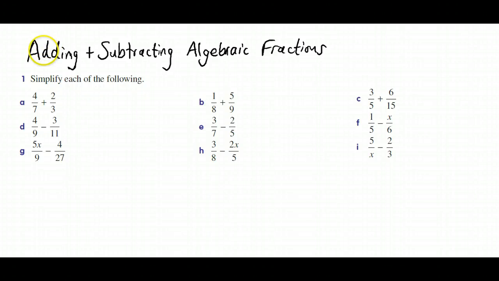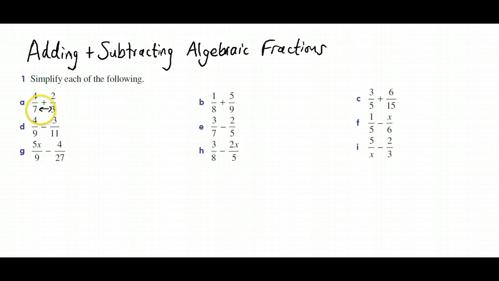Okay, in this video we're going to do some problems that involve adding and subtracting algebraic fractions. So here's question 1. We've got to simplify each of the following expressions. In this one we've got 4 over 7 plus 2 over 3. So the key with all of these is going to be to get the denominator to be the same.